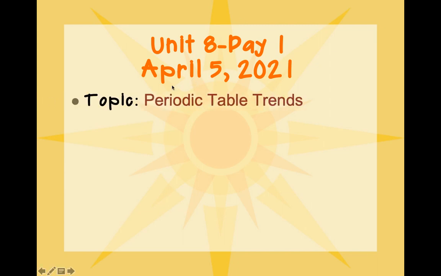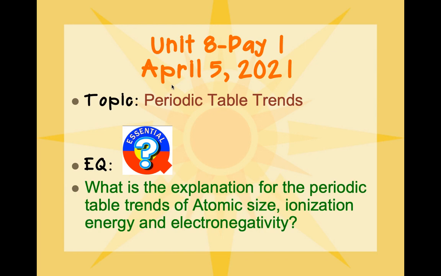The topic today is periodic table trends. And the essential question that we will be answering during this lecture is, what is the explanation for the periodic table trends of atomic size, ionization energy, and electronegativity? So these are three of the big guiding things that help us understand a lot about why things bond, how they bond, explaining lots of different chemistry patterns and things that we see.